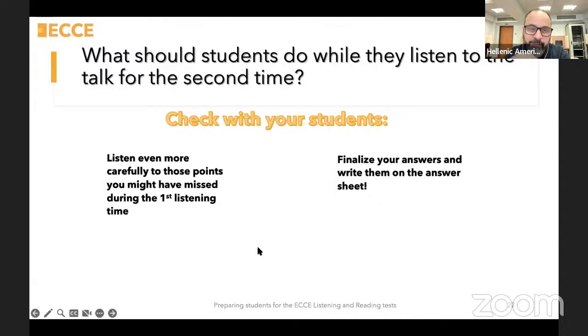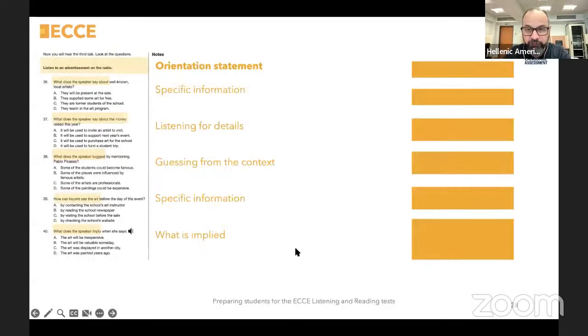I have some more examples here that I think you'll find quite useful. Of course, remember that they don't need to mark their answers after they listen to the recording for the first time, but only once they listen to the recording the second time, and of course, the information is much more concrete to them.